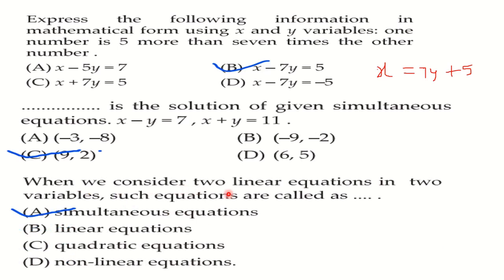When we consider two linear equations in two variables, such equations are called simultaneous equations. This I taught you when I taught you the theory, that we are thinking of two linear equations at the same time and they are in two variables. So they are called what? Simultaneous equations. So this was very easy. Let us go further.